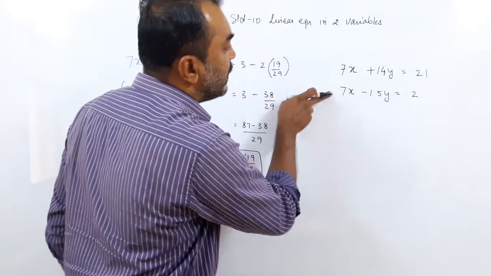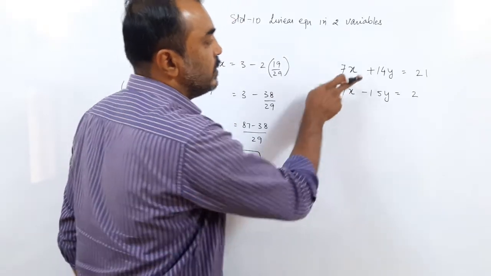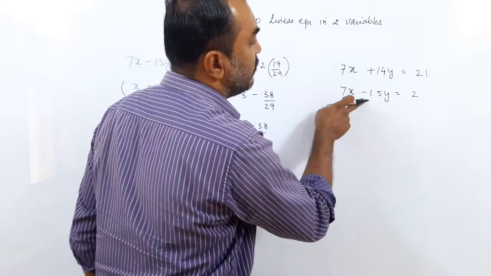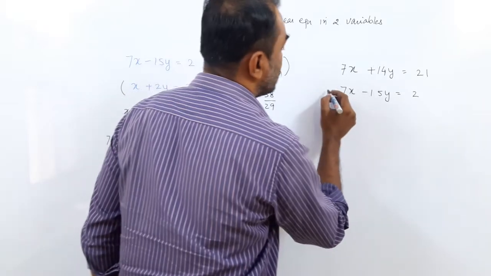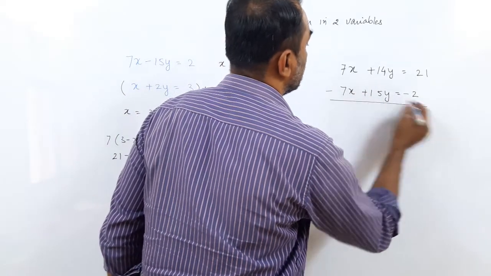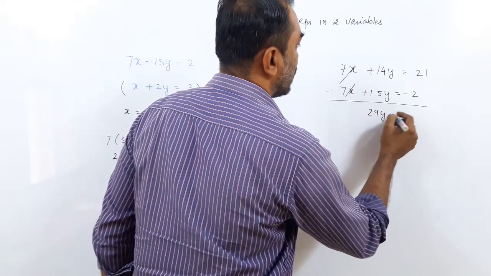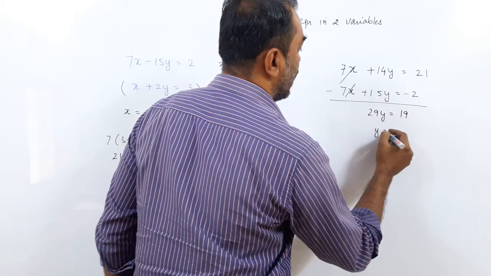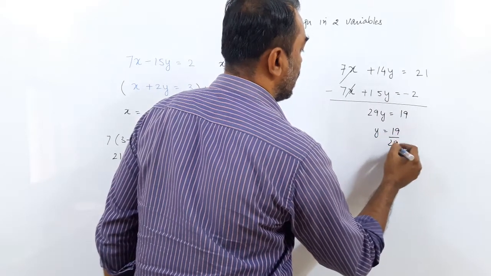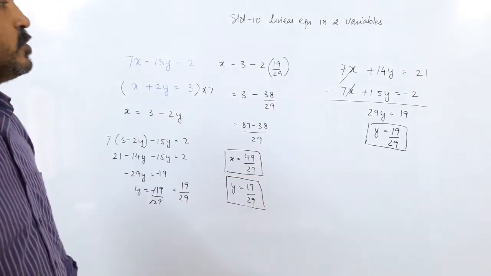Now you see we have made the x similar and both are positive, so I have to subtract. I told you if one is positive and one is negative we can add, but when both are positive we subtract. So this becomes minus, this becomes plus, this becomes minus. So 7x gets cut, 29y equal to 19, y equal to 19 upon 29. We get the same answer by the elimination method also.